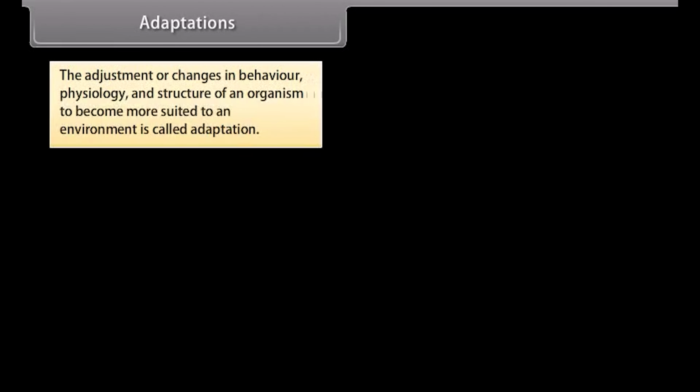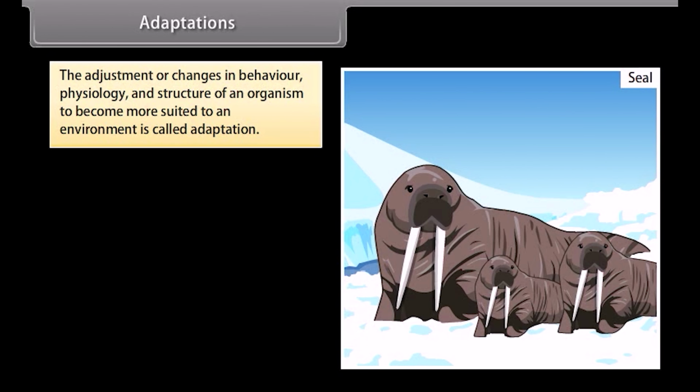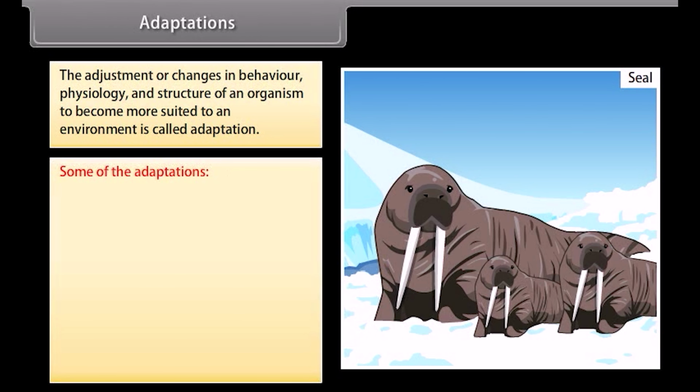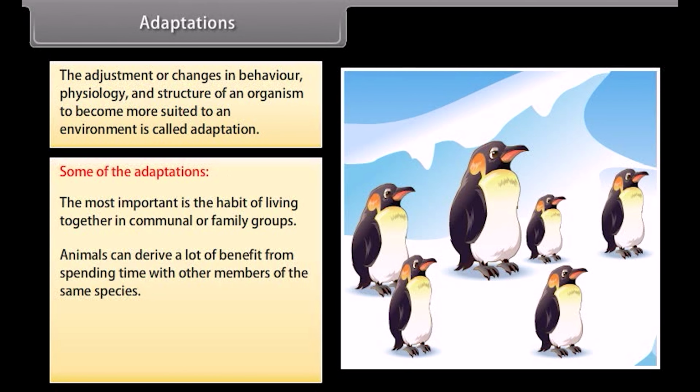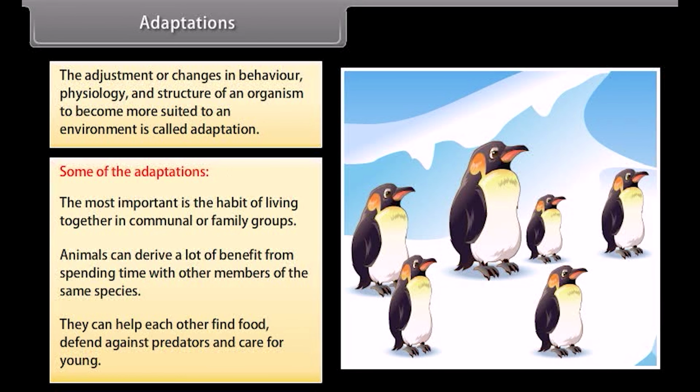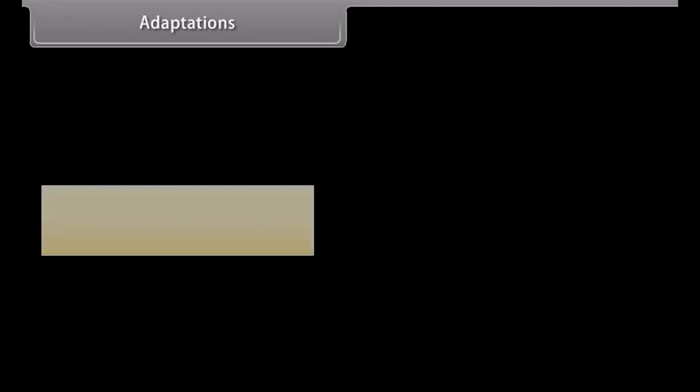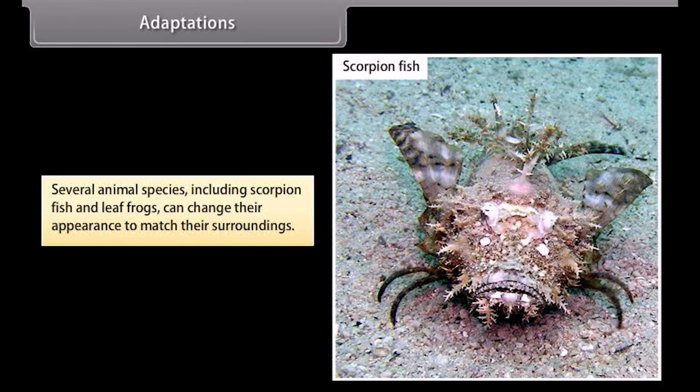Adaptations. The adjustment or changes in behavior, physiology, and structure of an organism to become more suited to an environment is called adaptation. Some of the adaptations: the most important is the habit of living together in communal or family groups. Animals can derive a lot of benefit from spending time with other members of the same species. They can help each other find food, defend against predators, and care for young. Several animal species, including scorpionfish and leaf frogs, can change their appearance to match their surroundings.